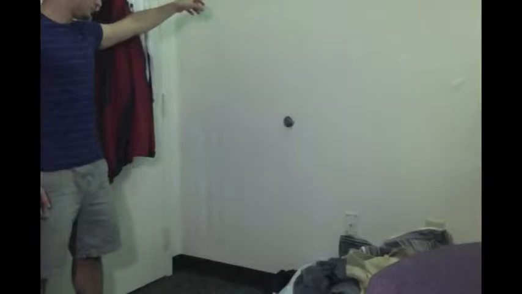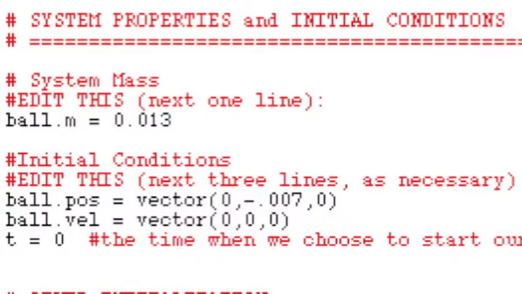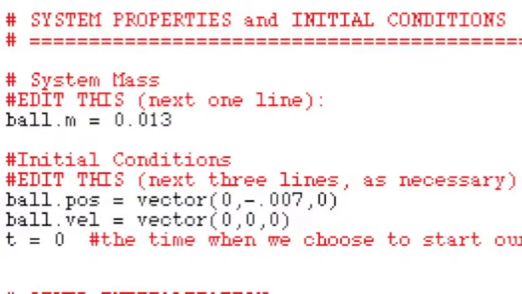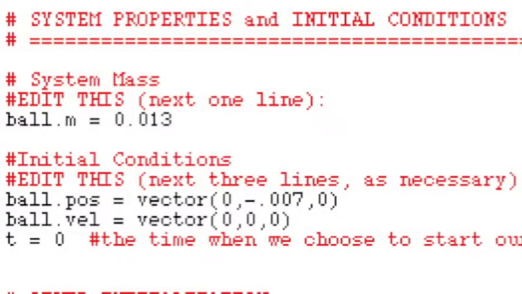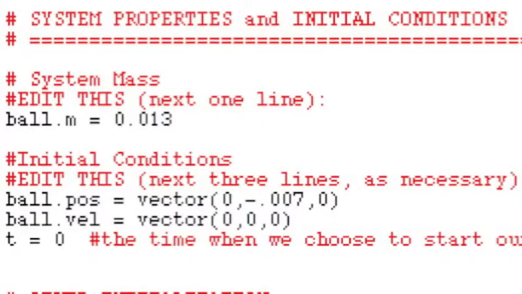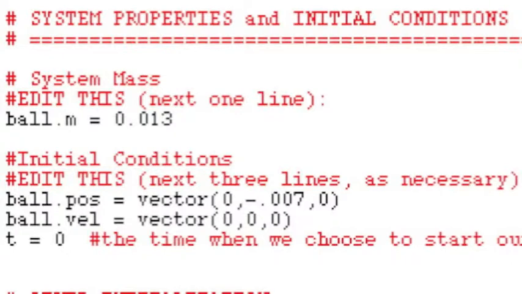the Earth. Upon opening Python, I input the following system properties and initial conditions for the experiment. The ball's mass, which is approximately 0.013 kilograms, the ball's position, which I've said before is 0.007 meters in the negative y direction, and the ball's initial velocity, which is 0 because it is at rest. Of course, the time we started the experiment is also at 0 seconds.